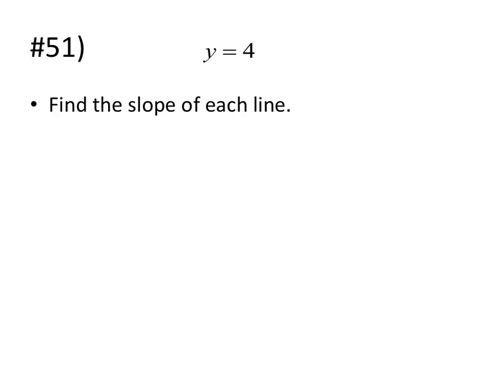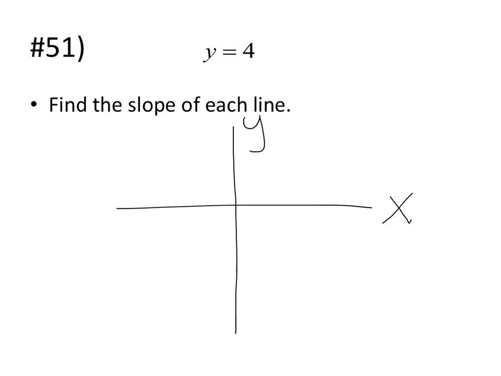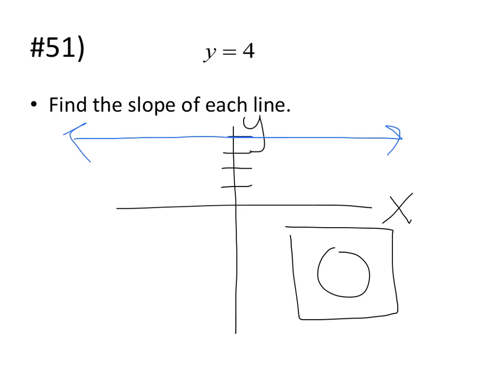Okay. Y equals mx plus b. If it's y equals 4, you can do a couple things here. You can graph it. If y equals 4, my slope is 0 because it's a horizontal line, right? Or you could have said y equals 0x plus 4. If there's no x, then your slope must be 0.